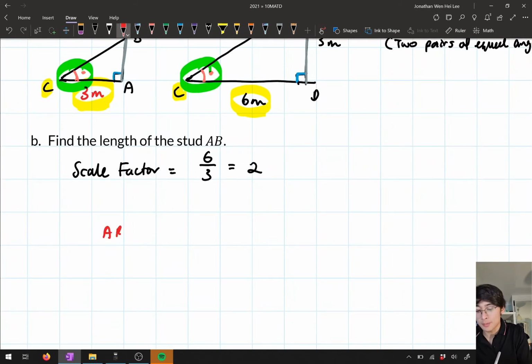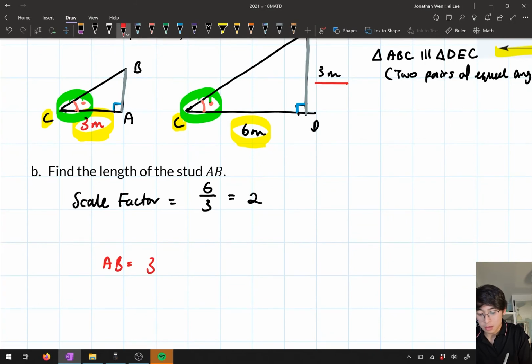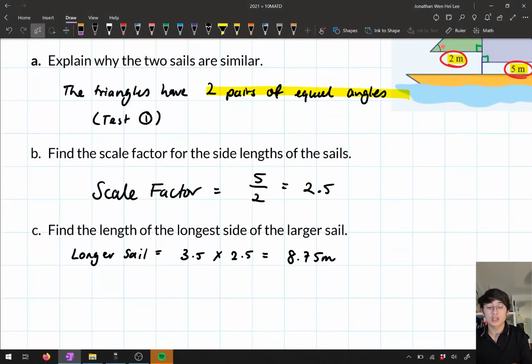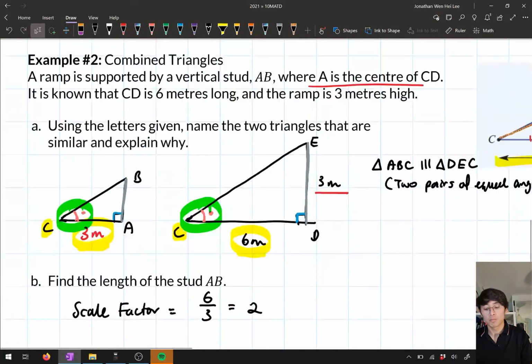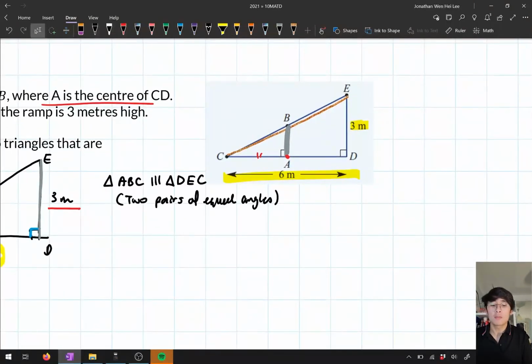So if I wrote AB is equal to, well, the corresponding side was 3. So I'm going to write 3 times 2, which was the scale factor. This is what we would have done if we just did the exact same steps as the first part. That will actually give me a measurement of 6 meters. But if you think about that for a second, does it make sense that AB is 6 meters?